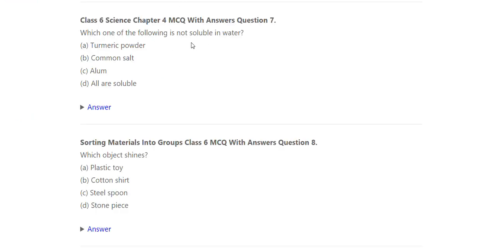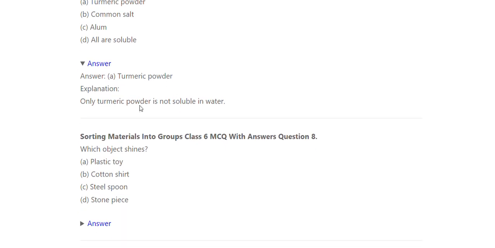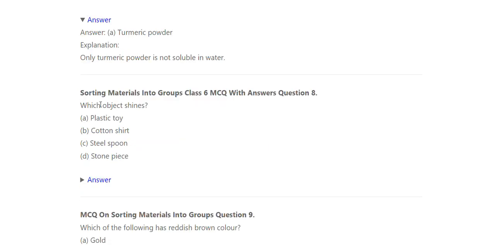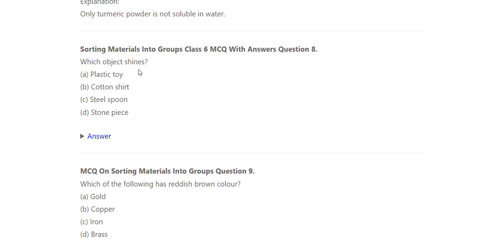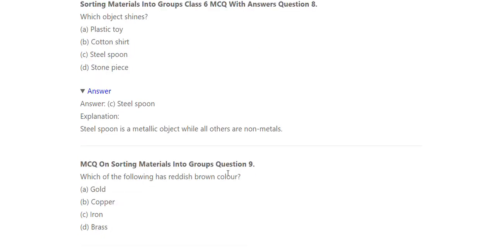Next, which one of the following is not soluble in water? Turmeric powder, common salt, alum, all the above. Turmeric powder, option A. Only turmeric powder is not soluble in water. Sorting materials into groups. Which object shines? Plastic toy, cotton shirt, steel spoon, stone piece. Steel spoon. Steel spoon is a metallic object while all others are non-metals.